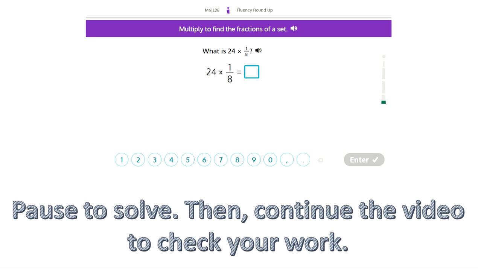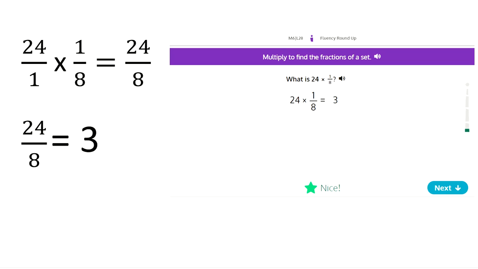All right, I've walked you through one. Now it's your turn. What is 24 times 1/8? Go ahead and pause, solve this on paper, and then continue the video to check your work. I hope that you got 3 wholes. Just in case you didn't, here's your process.